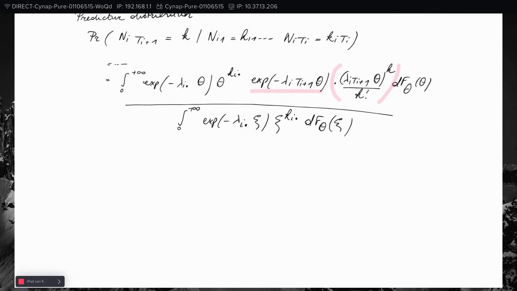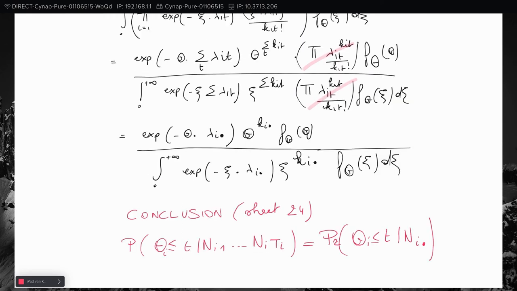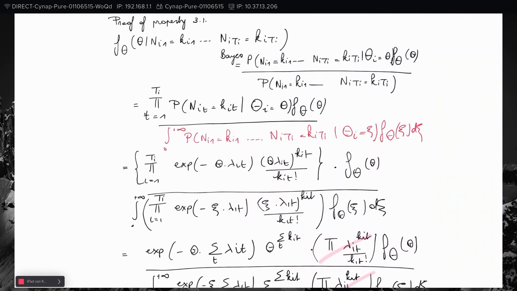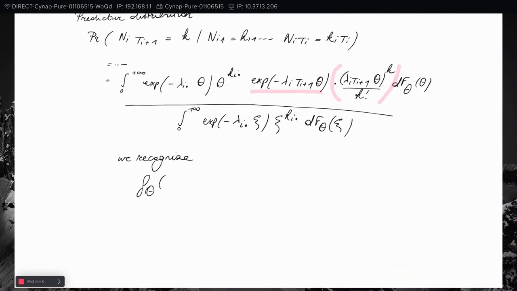So that's my expression for the predictive distribution, and the reflection I now want to make is that inside this expression we recognize, in fact, the density f theta, for which we derived an expression on the previous slide. I'm going to denote it similarly to here. So theta given ni1 is ki1 up to niti is this thing. So here we derived earlier on the iPad that I can see it as follows.